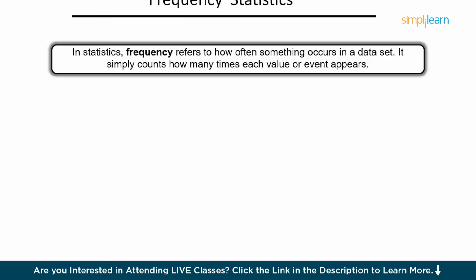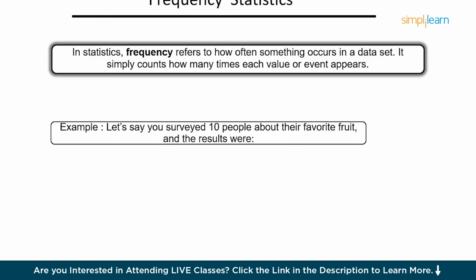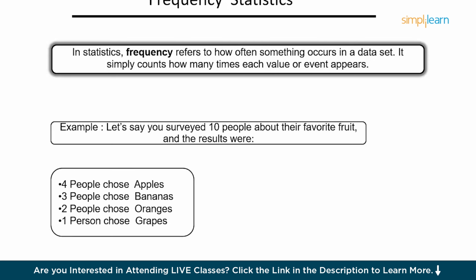Frequency is useful for understanding the distribution or pattern of data. Let's say you surveyed 10 people about their favorite food and the results were 4 people chose apples, 3 people chose bananas, 2 people chose oranges, and 1 person chose grapes. Here's how frequency works. Apples have a frequency of 4 as 4 people chose it.